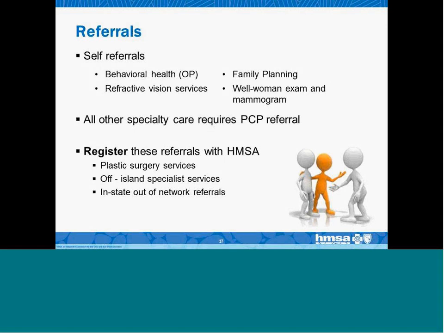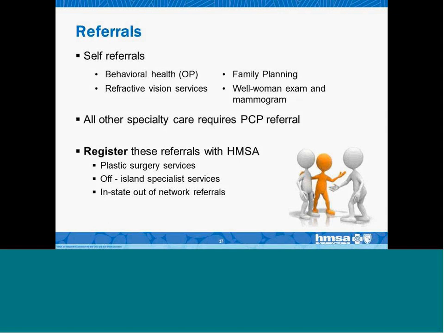PCPs are responsible for managing a member's health care and making referrals for specialty care. There are a few services for which members can self-refer, meaning they can see any network provider without a PCP referral. These services include outpatient behavioral health visits, family planning, refractive vision services, well woman exams, and mammograms. All other specialty care requires a PCP referral.